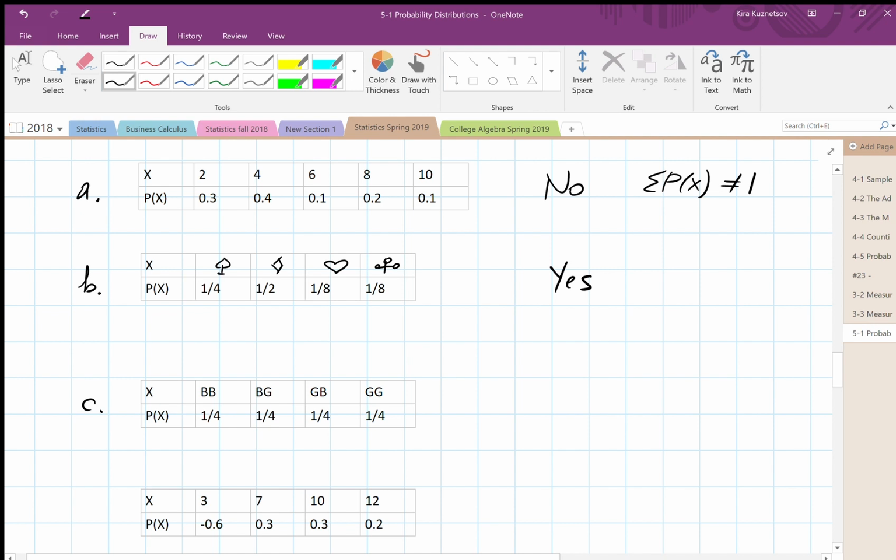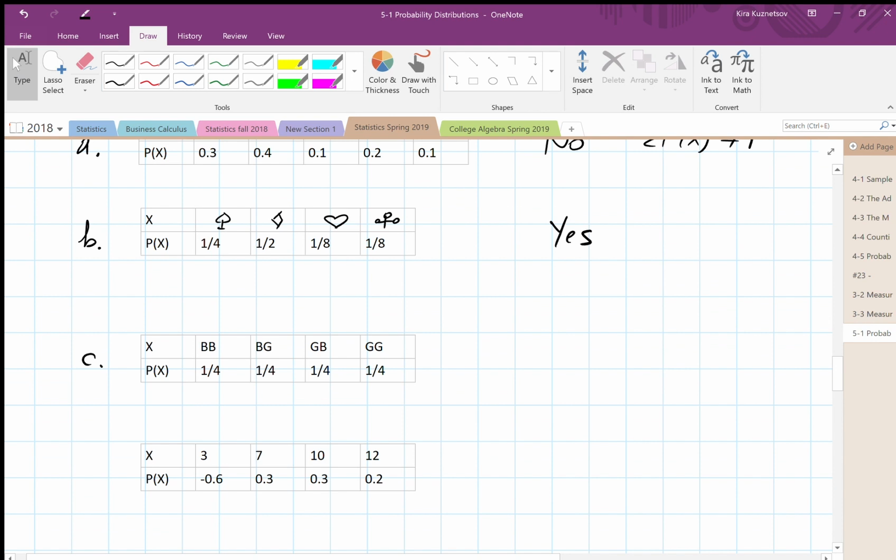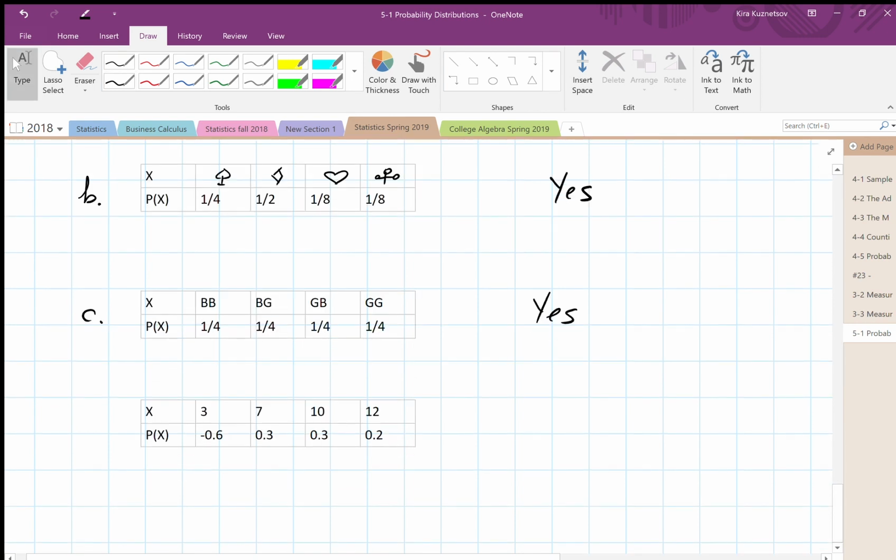This is the distribution of boys versus girls in a family of 2 kids. And this is, in fact, a complete distribution of what possibly could happen. So you have either a boy and boy. You either have a boy and then a girl, girl and then a boy, or 2 girls. So the probability of each event happening is a quarter. This is a very good description of a probability distribution, which actually makes sense.